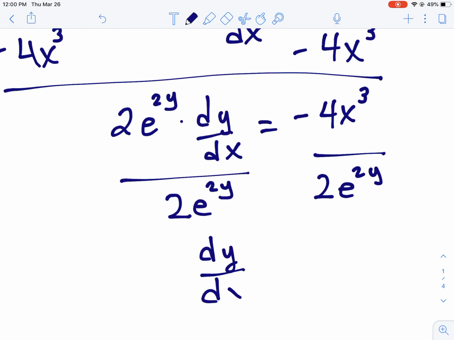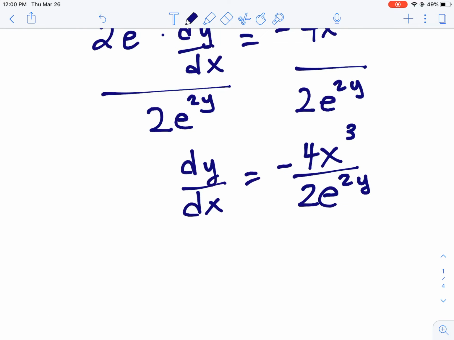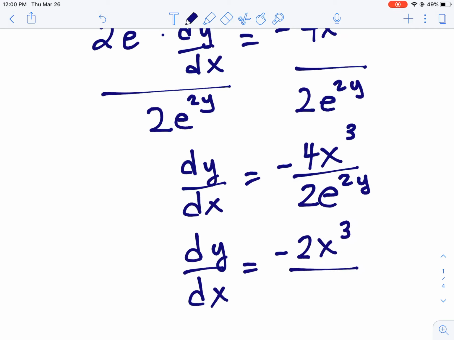So dy dx is equal to, and then it's just this fraction, negative 4x to the third divided by 2 e to the 2y, and then I say, oh wait, I can simplify that with the 4 and the 2. I can cancel that out, so dy dx is actually equal to negative 2x to the third divided by just e to the 2y. Okay?